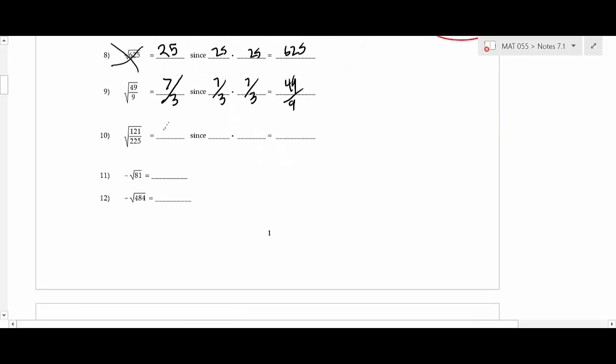How about number 10? Do you have this problem? We have number 11 now. And we also have 12. That's 11 over 15. How about this one? Negative square root of 81. Negative 9. How about this one? Negative 22. Negative what? 22. That's good. You can use your calculator.